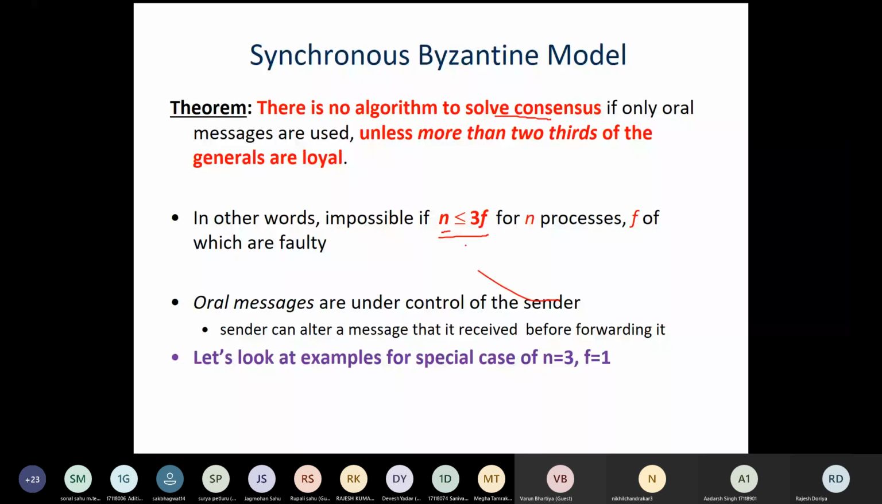Oral messages means the sender can alter a message that it received before forwarding it. All of this is pretty straightforward, but there is a very interesting thing when we discuss the special case where n equals 3 and f equals 1. That means the total number of processes is 3 and the number of faulty processes is 1. So in this case, 3 is less than or equal to 3 times 1, right? Let us see what happens in this case.